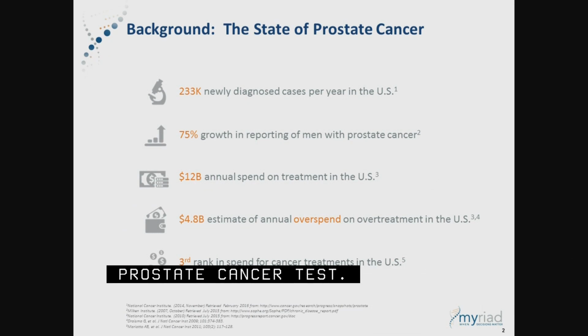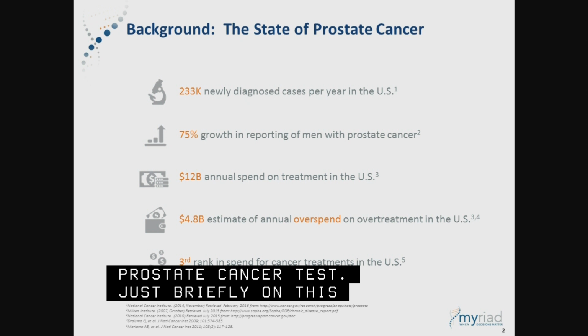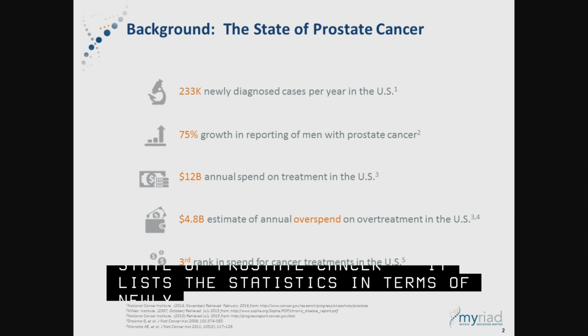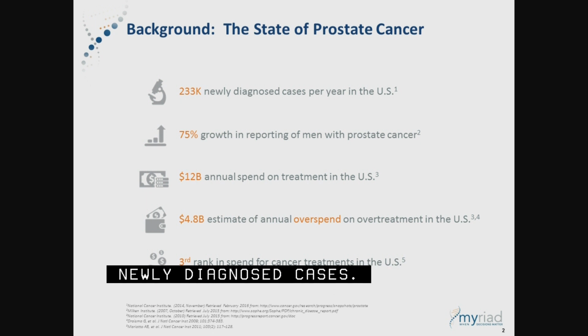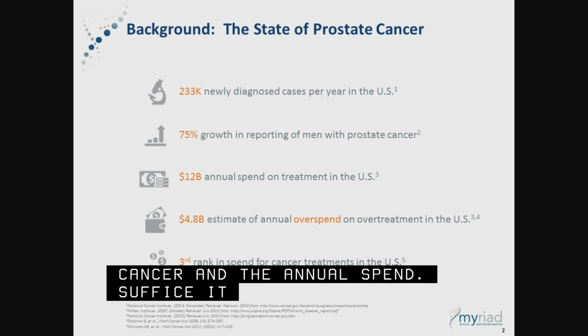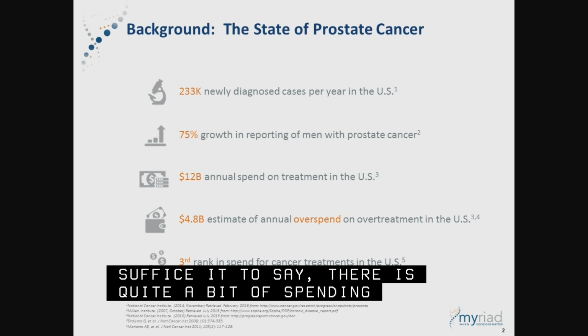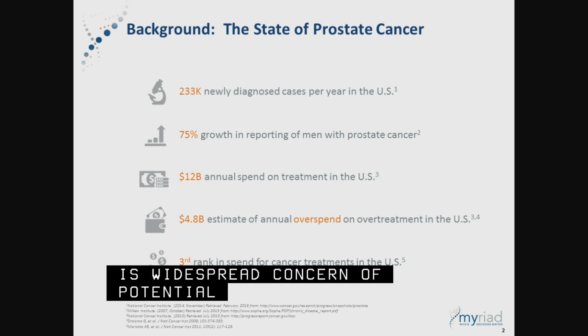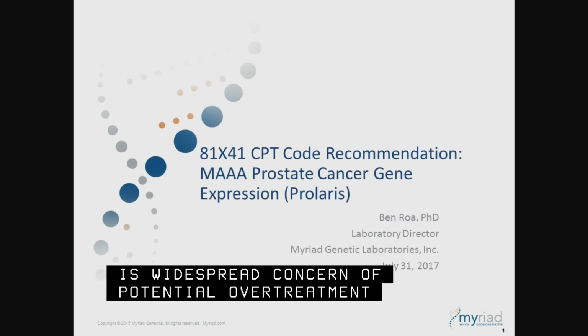So just briefly on this slide, the current state of prostate cancer lists the statistics in terms of newly diagnosed cases, the growth in the reporting of cases of prostate cancer, and the annual spend. Suffice it to say that there's quite a bit of spending. It's currently the third ranked in terms of cancer treatment, and there is widespread concern of potential overtreatment due to screening programs.